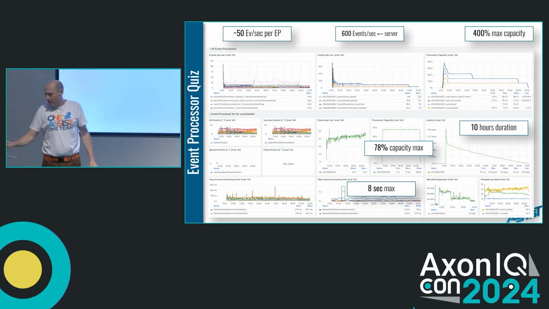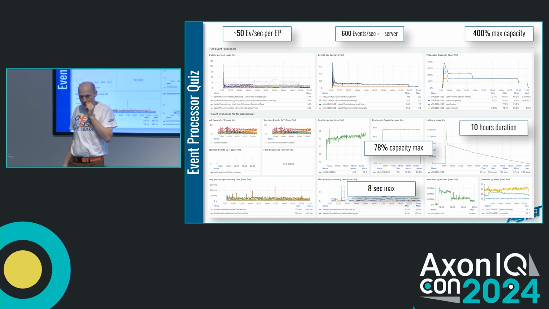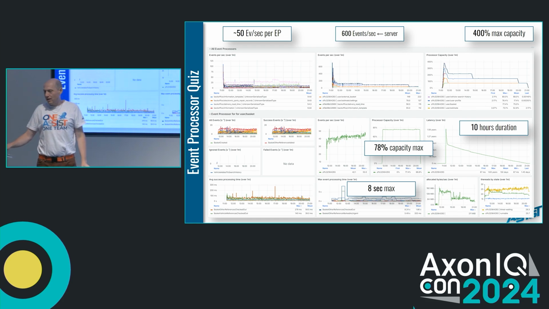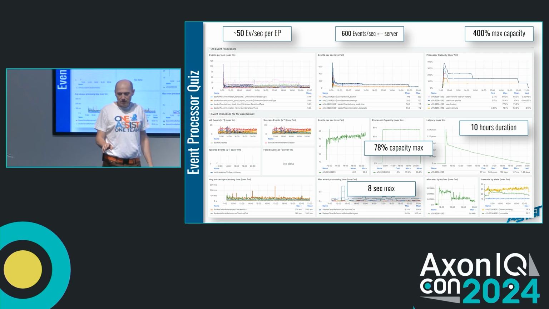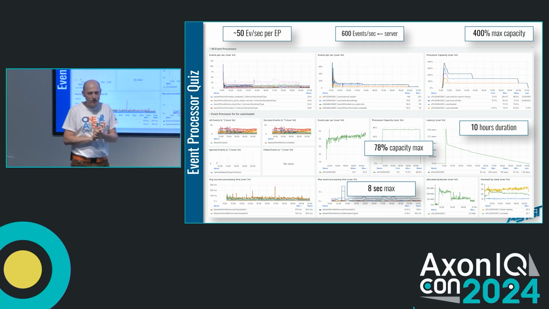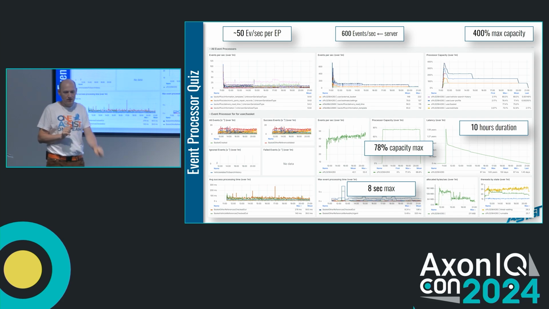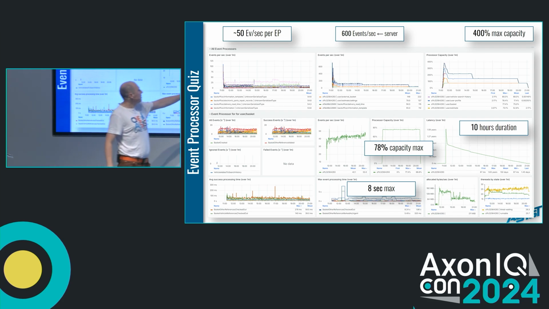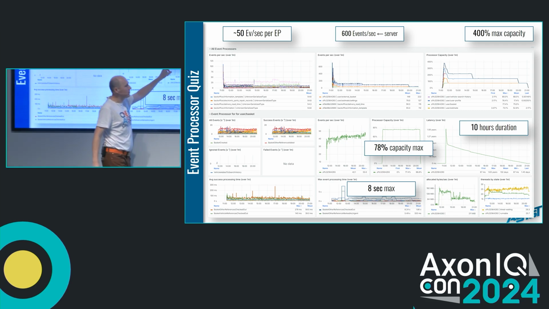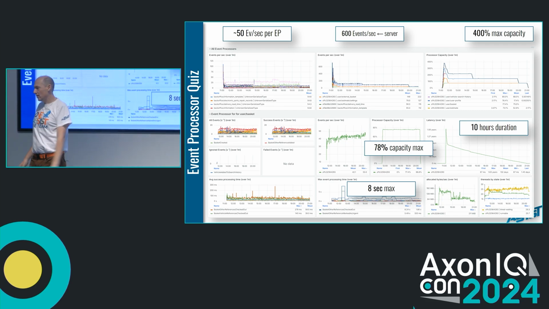Okay. We have some ad hoc dashboards. I will be pretty quick. Maybe the interesting thing is that we replay the events. This was the 10 hours replay. And we digest 600 events per second, or the server sends us 600 events per second. And it took 10 hours. This is here. And the maximum capacity of the queue was 78%.